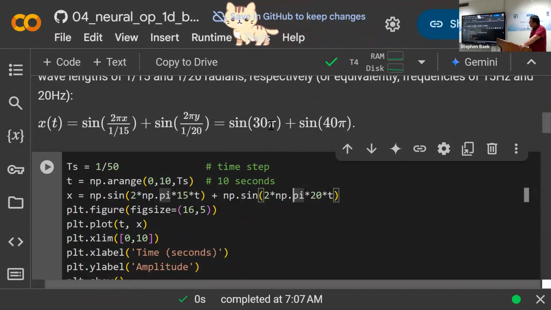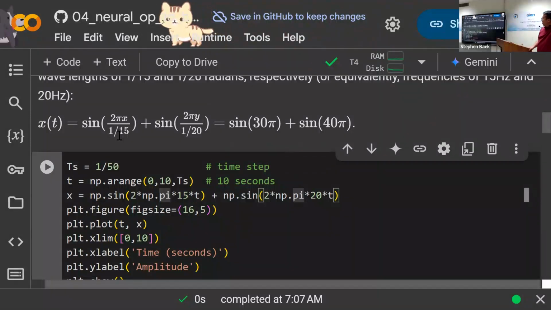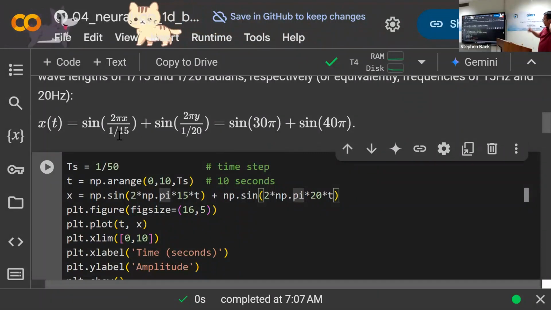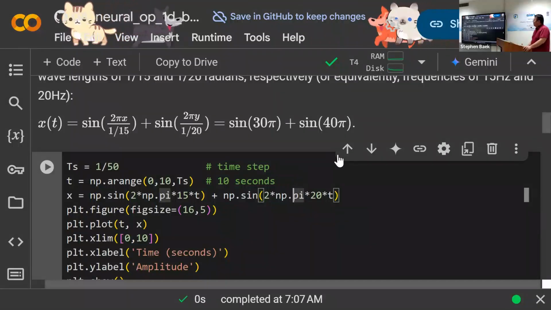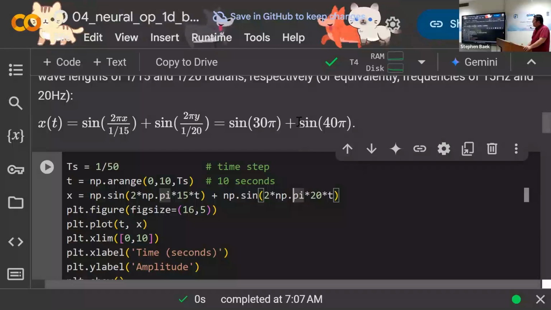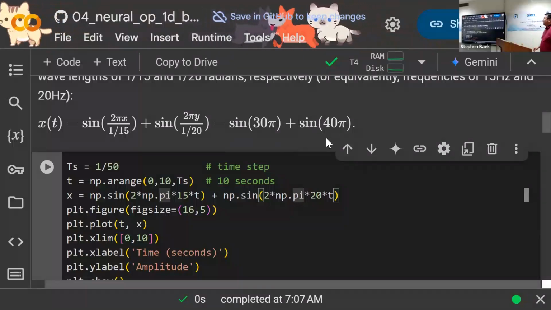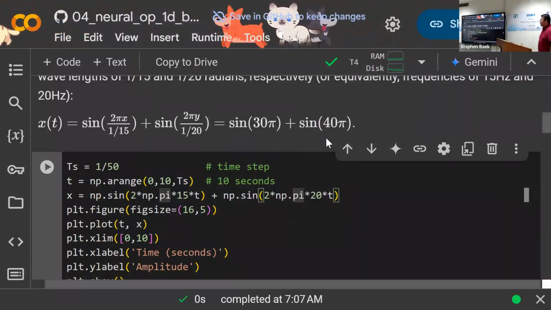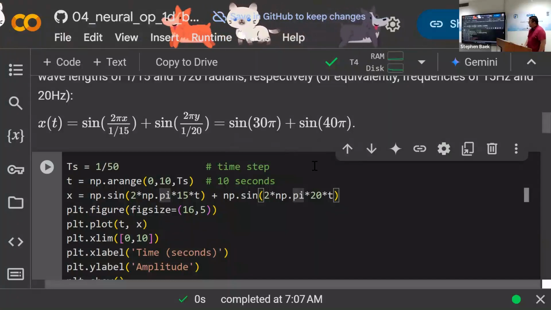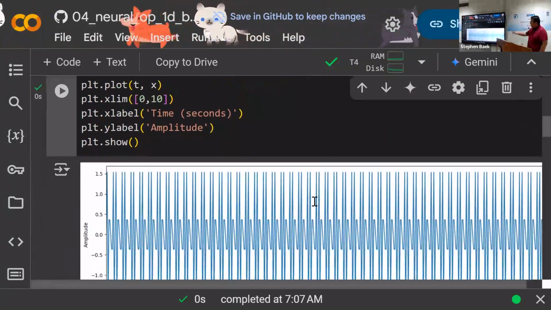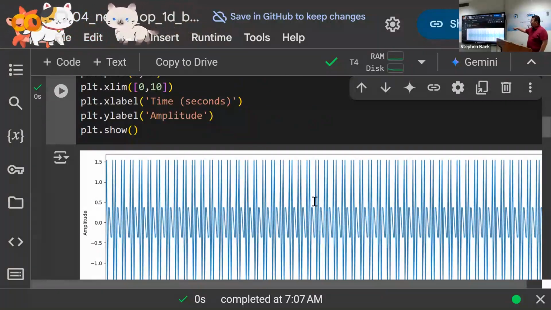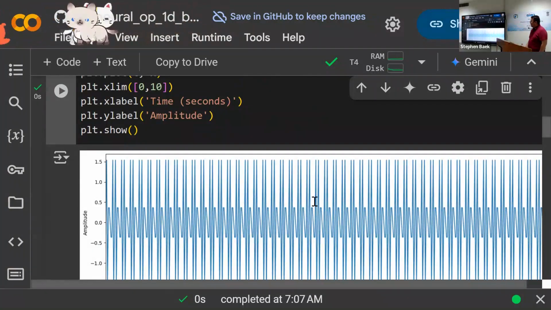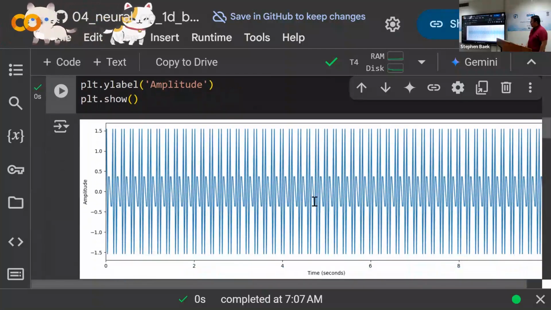But sin(30πt) is essentially a signal with the frequency of 15, right? Is what's going on over here, and then sin(40πt) is a signal with the frequency of 20, right? So it's a combination of two sine waves, one with the frequency of 15 and then the other with the frequency of 20, is what you're seeing over here.